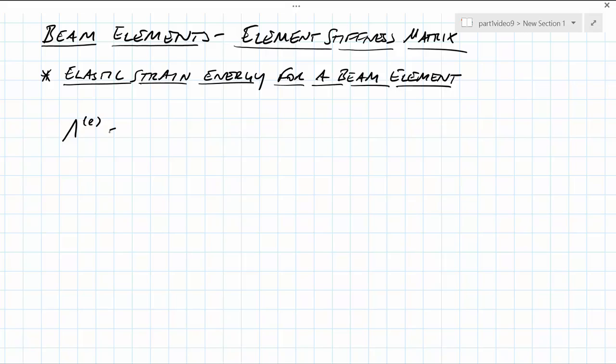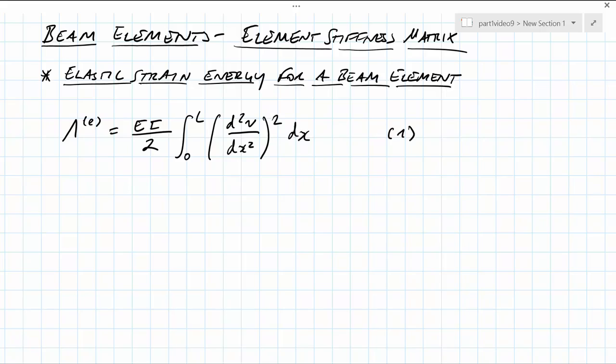Lambda E is equal to E times I divided by 2 times the integral from 0 to the length of the element of (d2v by dx squared) all squared dx. d2v by dx squared is the curvature of the beam.